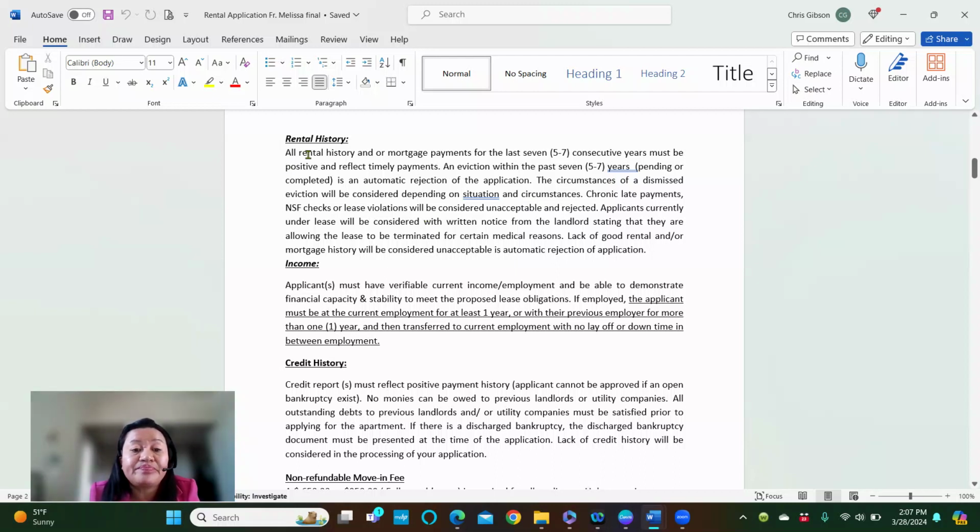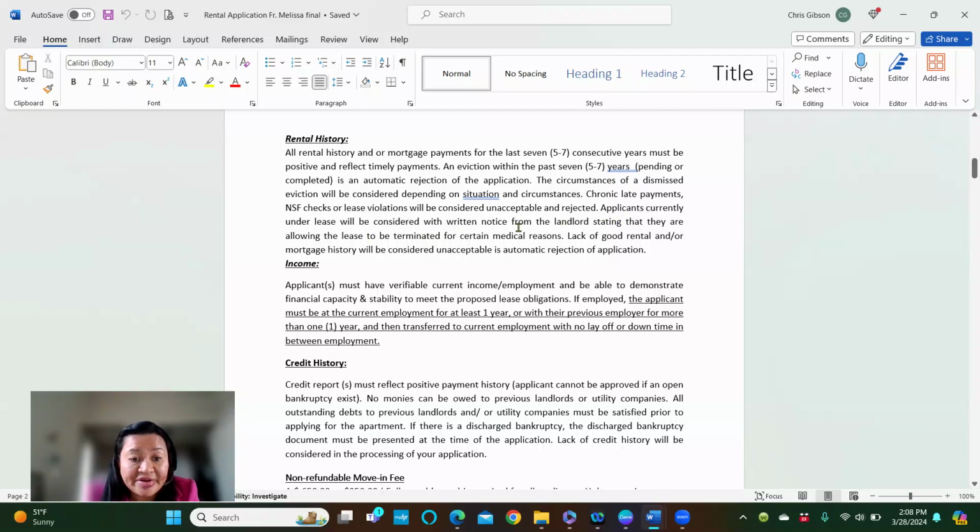So in this part, if the applicant has an eviction within 7 years or 5 years, it will be pending. So they will know if they are qualified or not. So it's in here.